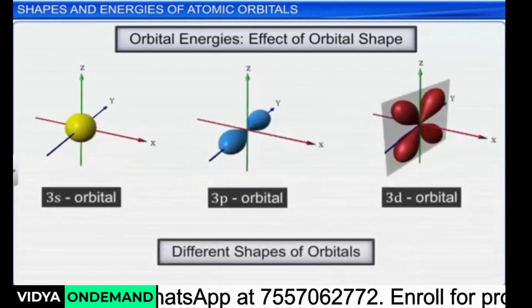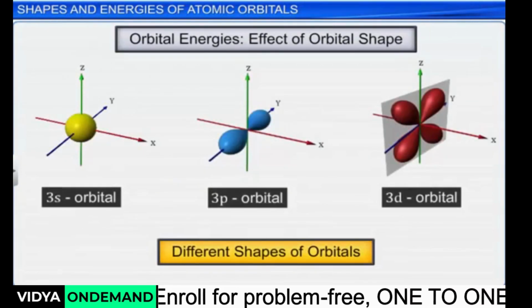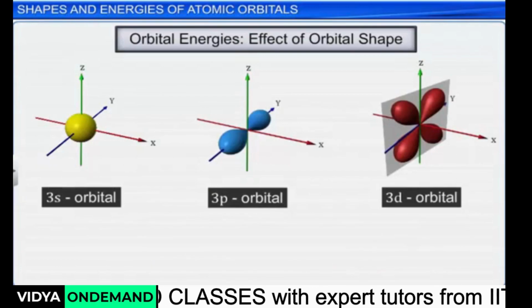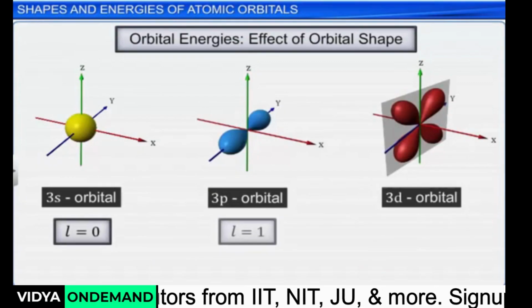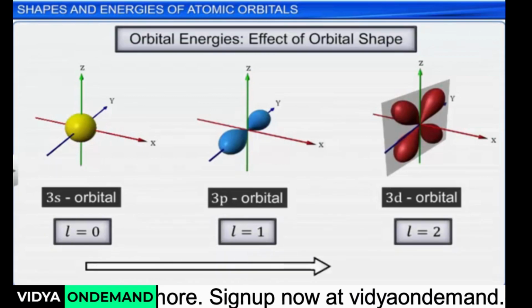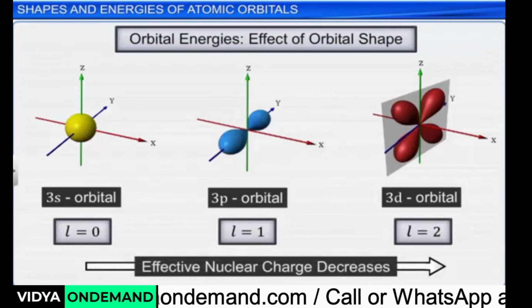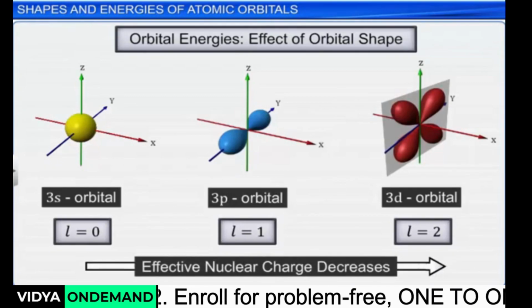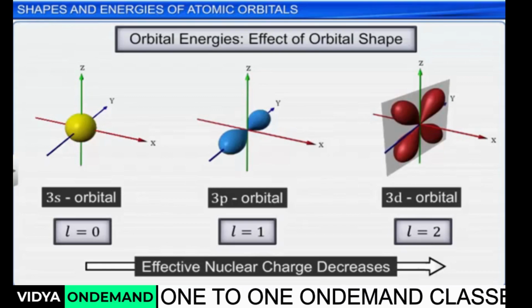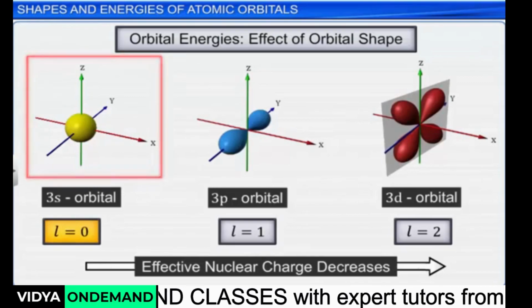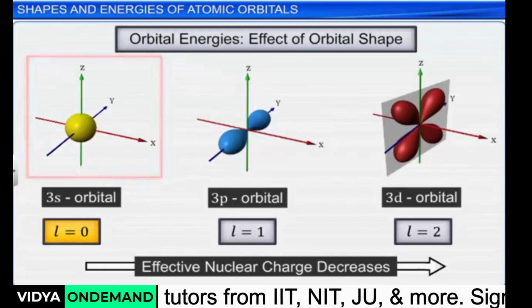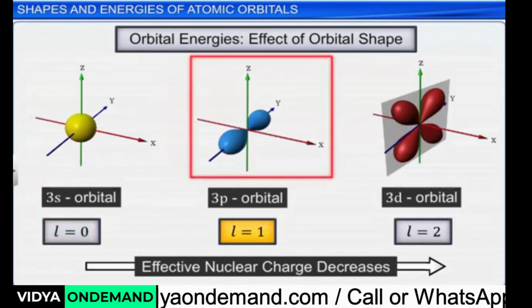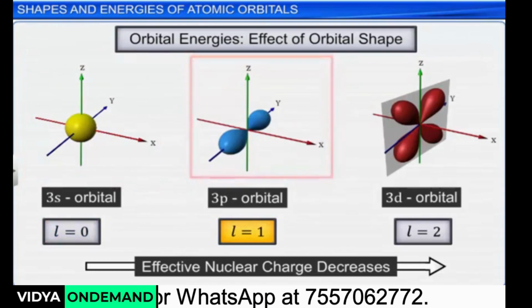This is due to the difference in the shape of their orbitals. Since the shape of the orbitals is defined by azimuthal quantum number L, we can say that the effective nuclear charge experienced by the orbital decreases with increase in the value of L. Therefore, s orbital with L equal to 0 is more tightly bound to the nucleus as compared to p orbital with L equal to 1 and d orbital with L equal to 2.